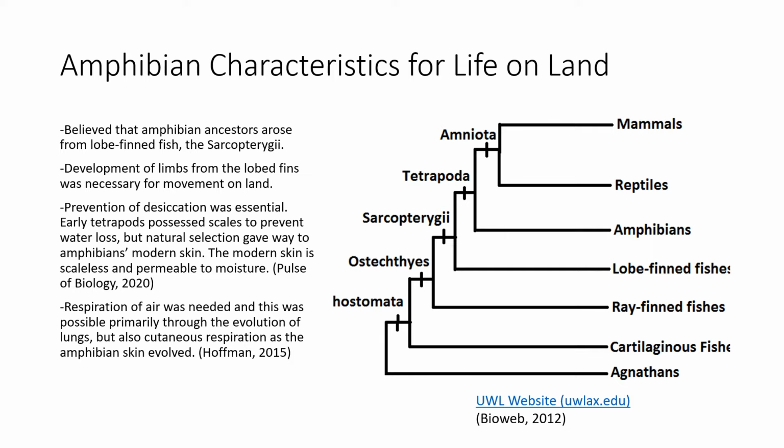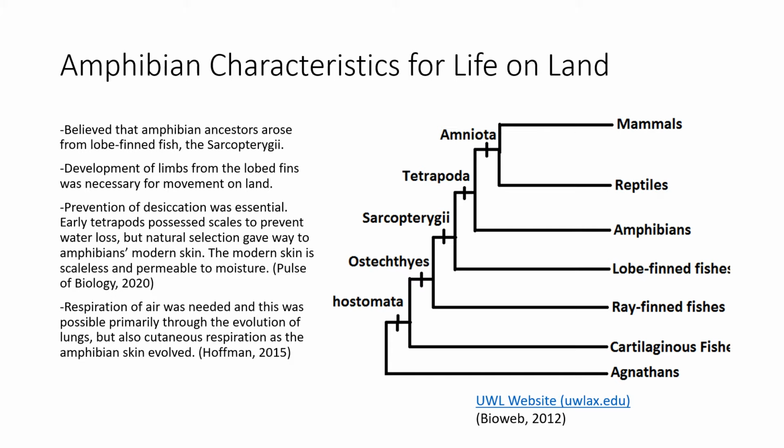The Sarcopterygii can be seen there breaking into the lobe-finned fish and the tetrapoda, which then break into the amphibians and amniota. Then the mammals and reptiles branch off the amniota. But if you notice, it branches off to the amphibians first. So this shows that they are the oldest land vertebrates, older than the mammals and reptiles. So the limbs of land vertebrates come from the lobe fins of the Sarcopterygii, and these are essential for movement and the elevation to allow ourselves to breathe.